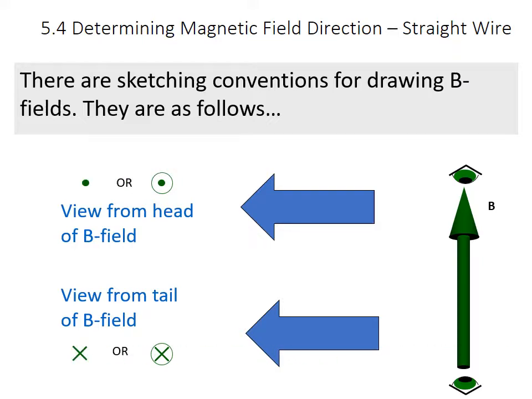Again, you don't have to have the circles around the symbols. Most of the time you'll just see the dot for the head of the arrow, and the X for the tail of the arrow. If you see the dot, the B field is coming towards you. If you see the X, the B field is oriented away from you.